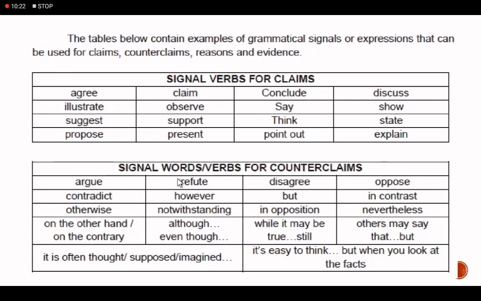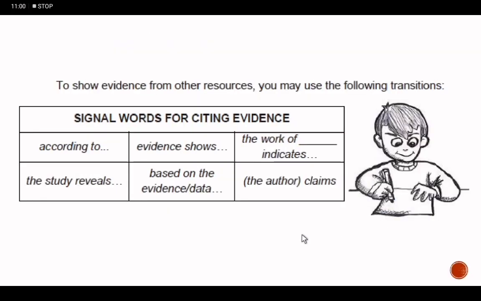Let's have the signal verbs for claims. We have verbs agree, claim, conclude, discuss, illustrate, observe, say, and so on. Here are the signal words or verbs for counterclaims. Argue, refute, disagree, oppose, contradict, however, and so on. So, all you have to do once again is to familiarize yourselves with these terms or signal words for verbs for claims and for words for counterclaims. Now, to show evidence from other resources, you may use the following transitions as well.